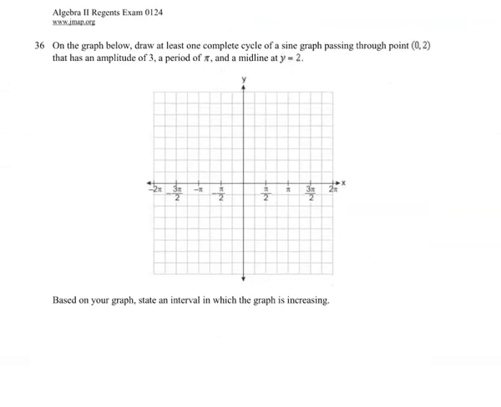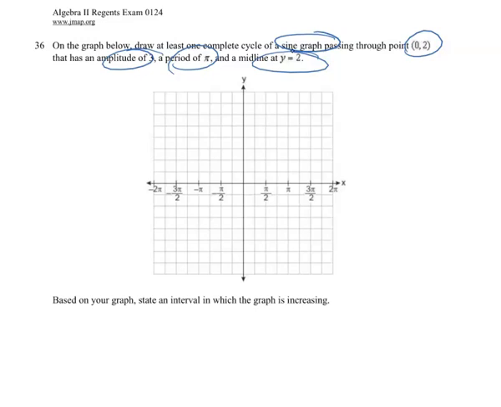All right, question 36. On the graph below, draw at least one complete cycle of a sine graph passing through the point 0, 2 with an amplitude of 3, period of pi, and a midline at y equals 2. Now, something to note is that they actually set the x-axis for you, which can be kind of nice, even though it's a little bit different than what I typically do. But for a period of pi, it actually will work out pretty nicely.